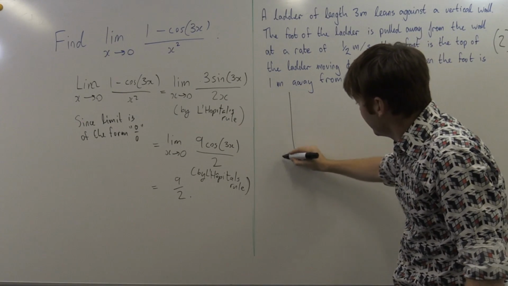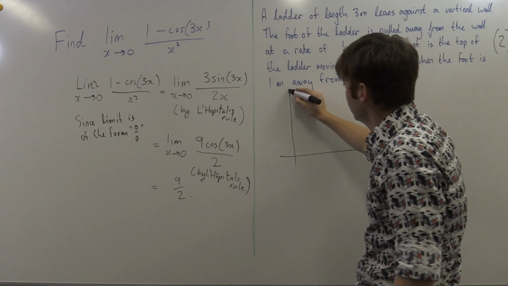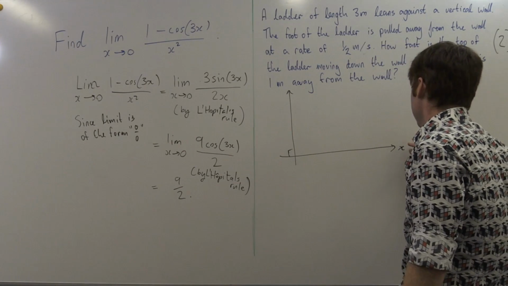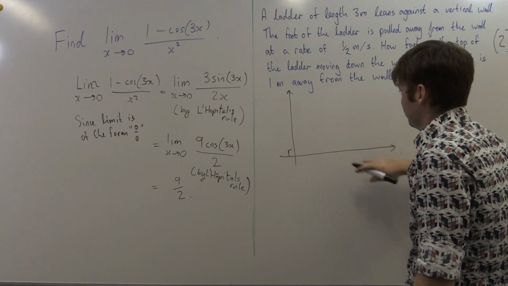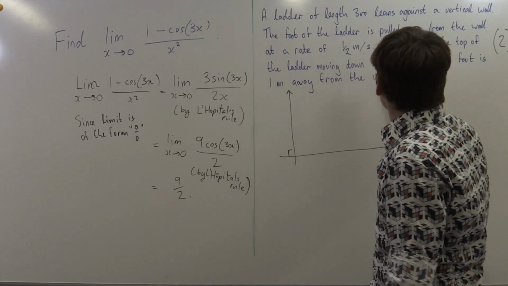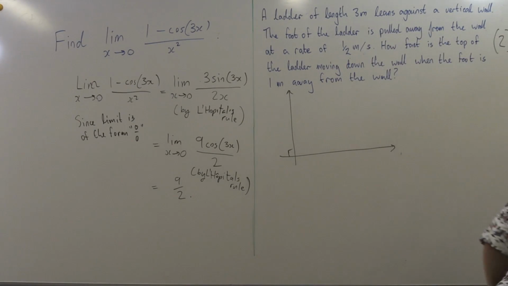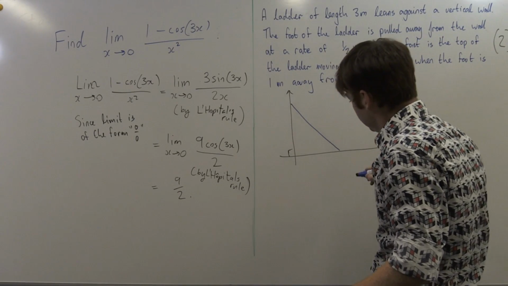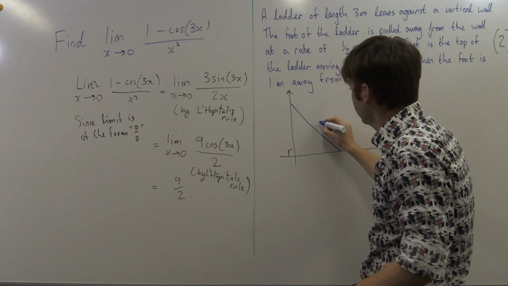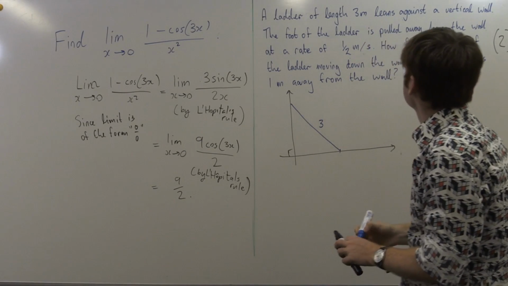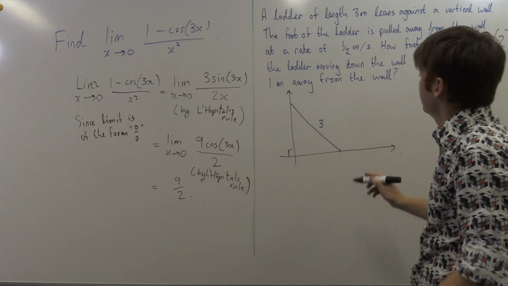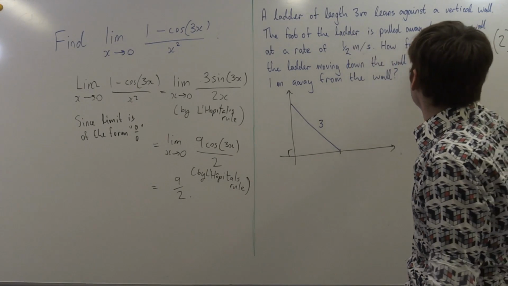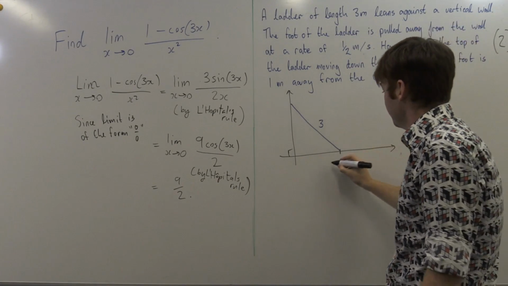So let's draw a diagram of what's going on here. Here's our wall, it's vertical, our floor is flat. The ladder is 3 meters long. So here's my ladder, like this. And that length there is 3. Let's just keep reading first. The foot of the ladder is being pulled away at a rate of 1/2 meters per second.